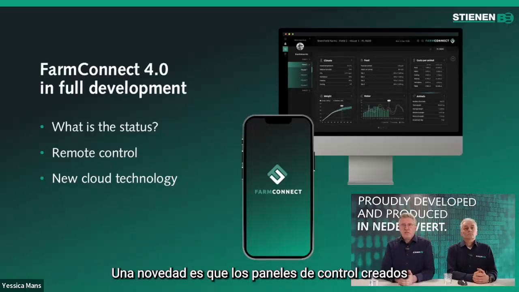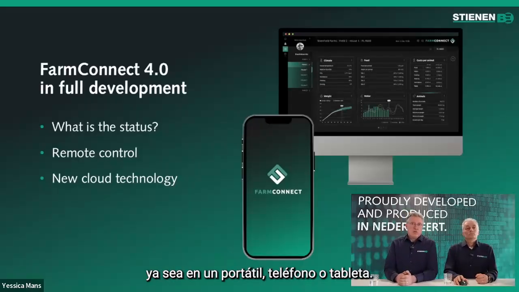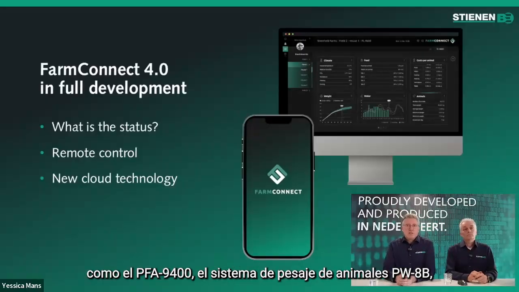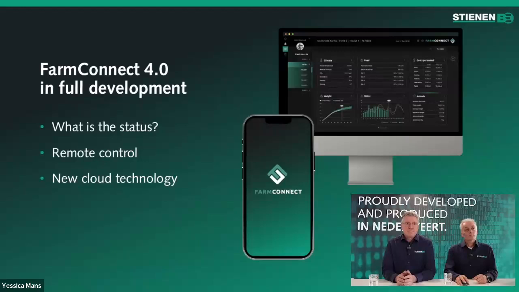A new feature is that the dashboard created by the user on the PL-9600 is also visible in Farm Connect 4, and thus on your office laptop, your phone, or tablet. We are currently working to add other devices such as the PFA-9400, the PW8B animal weigher, the AL10 alarm unit, and the FAMSG alarm unit to Farm Connect 4.